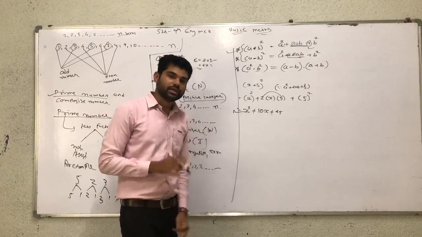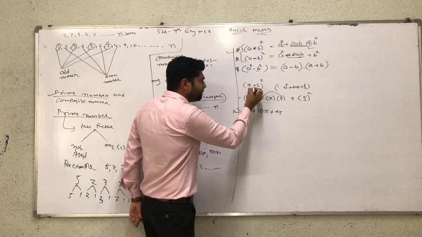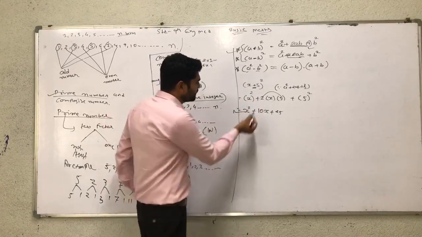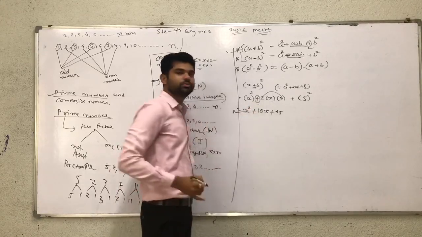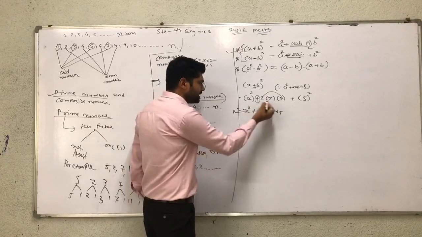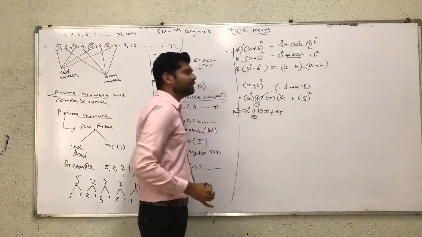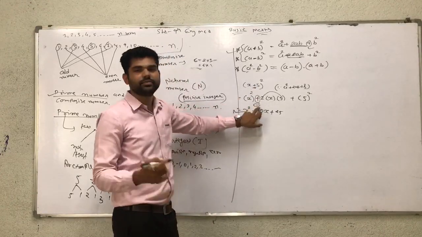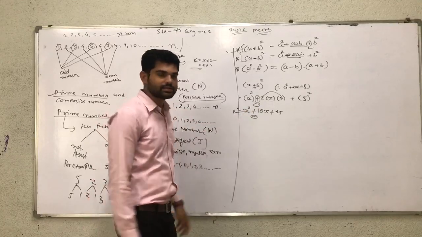Suppose there is a minus sign here. Then only this plus is converted into minus. So only three changes when there is a minus sign. Here minus, so this second term is minus, so the answer is minus.